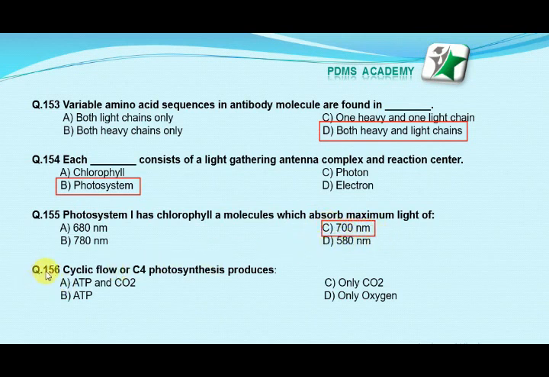Our next MCQ is: cyclic flow in C4 photosynthesis produces: option A, ATP and carbon dioxide; option B, only ATP; option C, only carbon dioxide; option D, only oxygen. Our correct answer is B, only ATP.